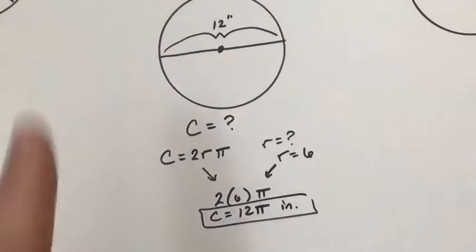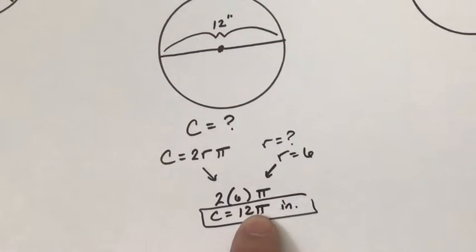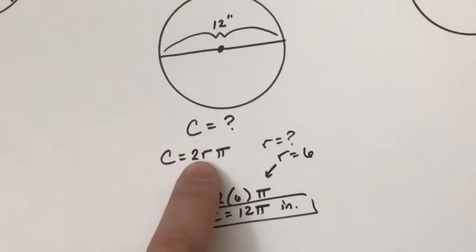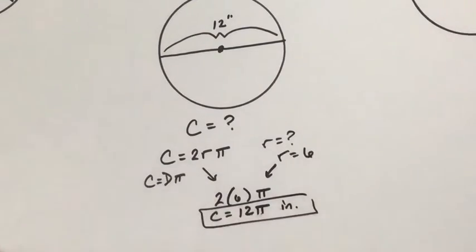Do you notice anything interesting about this? Do you notice that the diameter is 12 and our answer is 12 pi? Why do you think that is? Well, the radius is half the diameter. 2r is the diameter. So another way to write this formula is the diameter times pi. So that is another option for you as you're working through these problems.